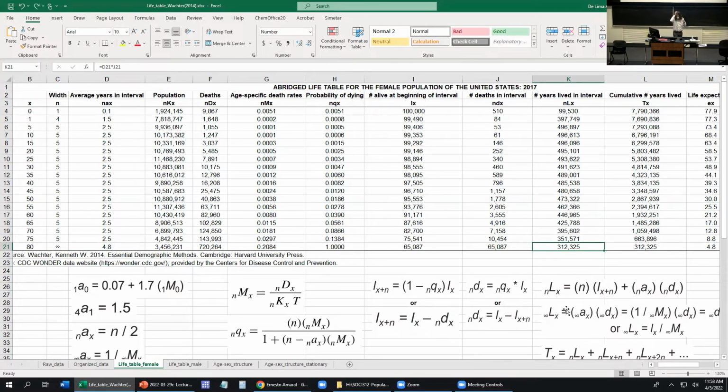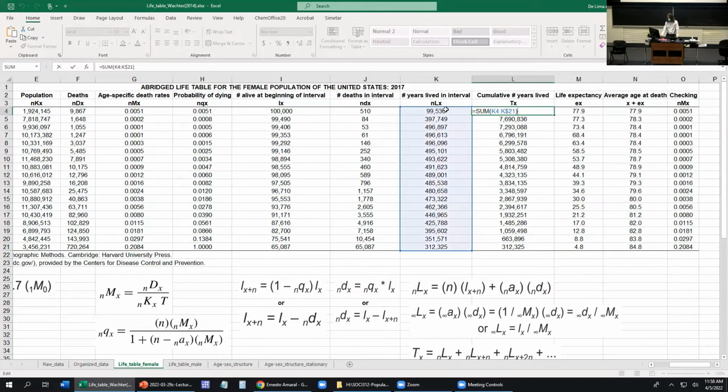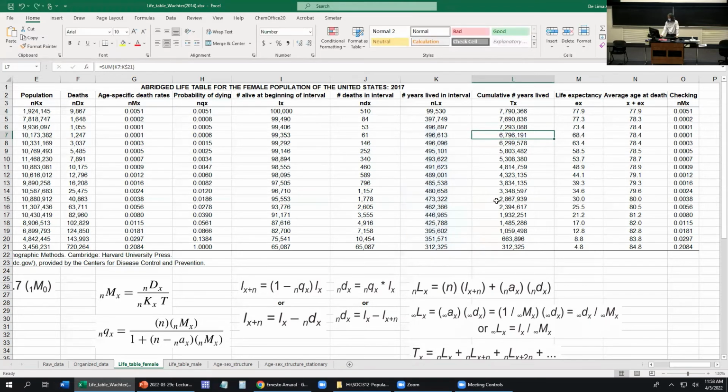So the formulas for QXN and the big LXN are the more complicated ones to estimate. And then the rest is really straightforward, right? The TX is the cumulative number of years lived from now until the future. So here, just add all these people here until here, the number of person years lived throughout all these age groups. This goes from 1 plus, this one from 5 plus, this one from age 10 plus, and so on, until the last one that's only the last one.